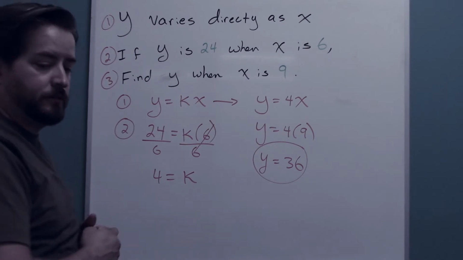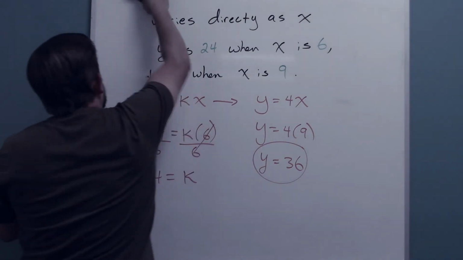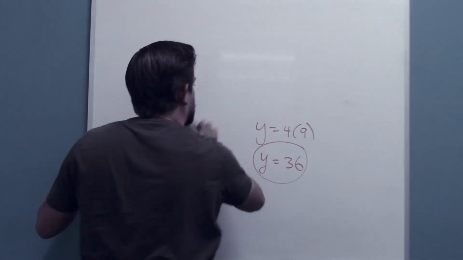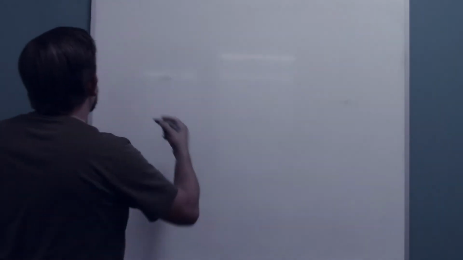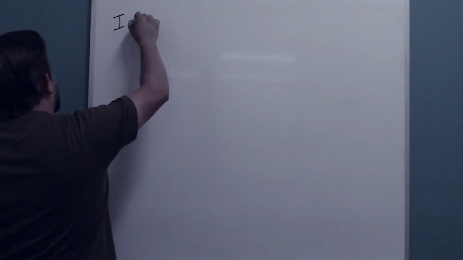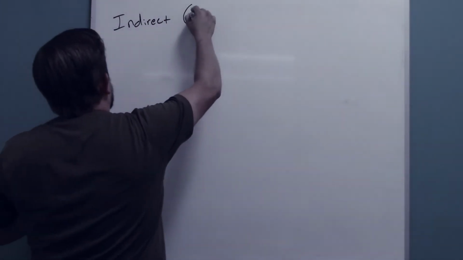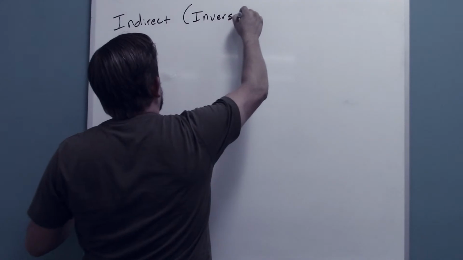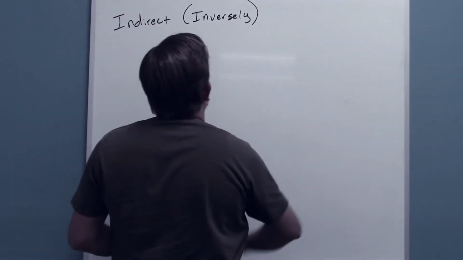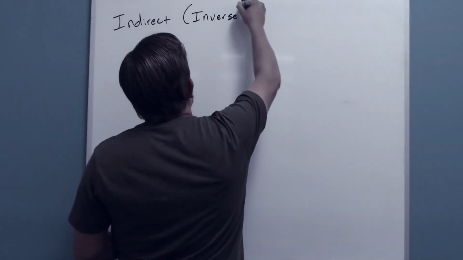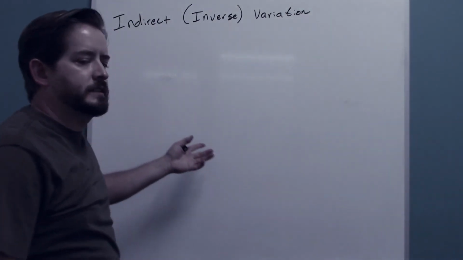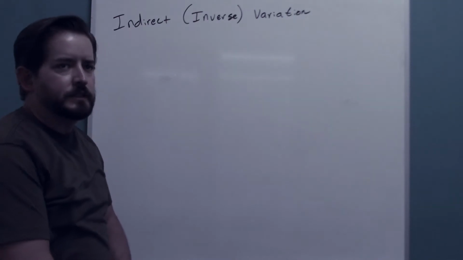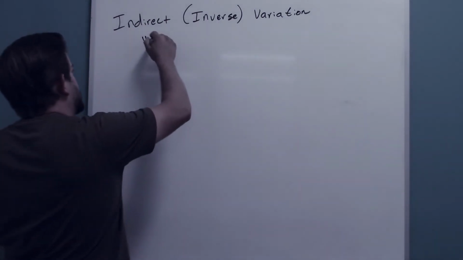Let's take a look at indirect variation. There's two words that they might refer to this as: indirect or inverse. Inverse variation. Y varies indirectly, or y varies inversely as x, right? And that's what you'll see.